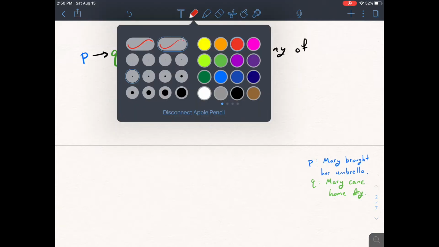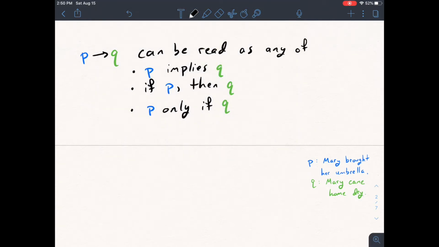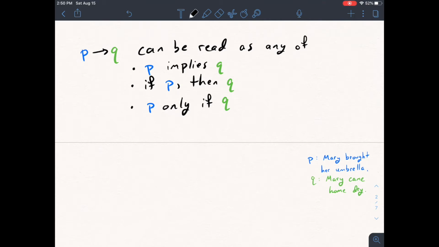Anyway, so let's actually interpret this. So P says that Mary brought her umbrella. Q says that Mary came home dry. So if I wanted to translate P implies Q into a sentence, I could say that Mary brought her umbrella implies that Mary came home dry.